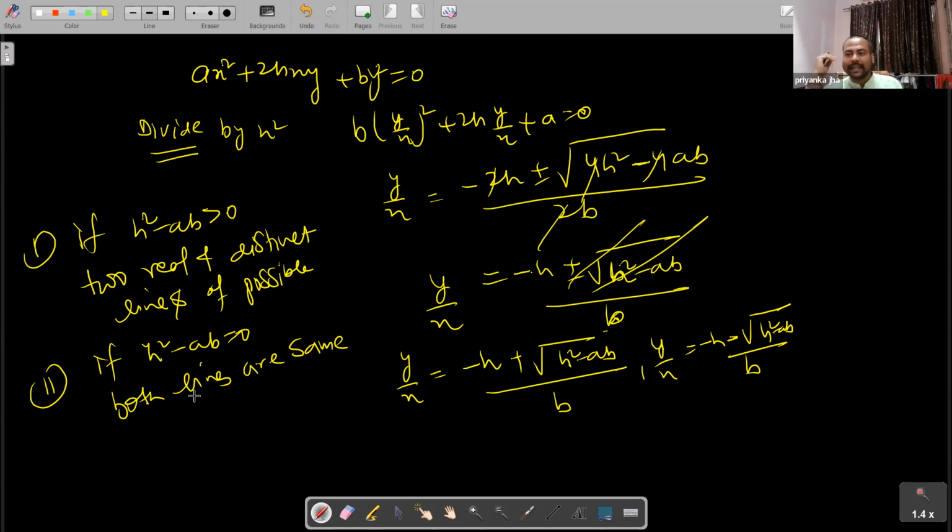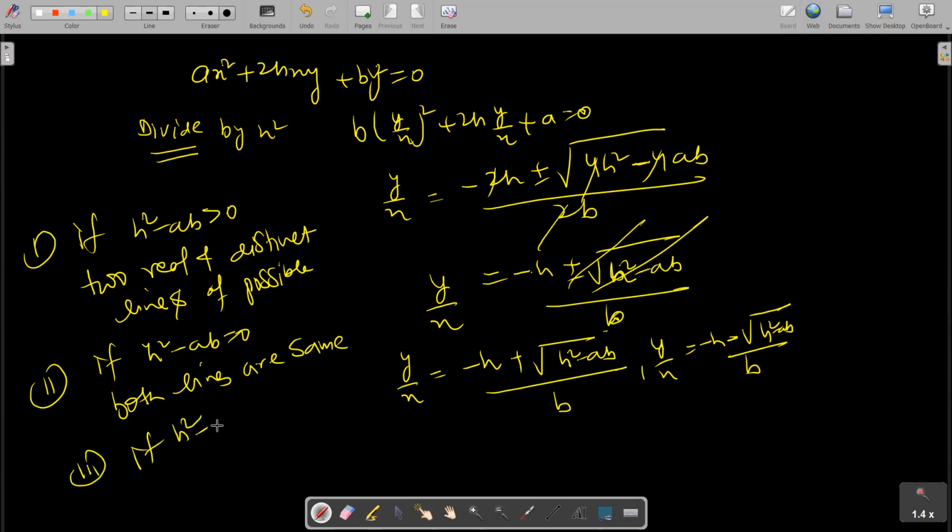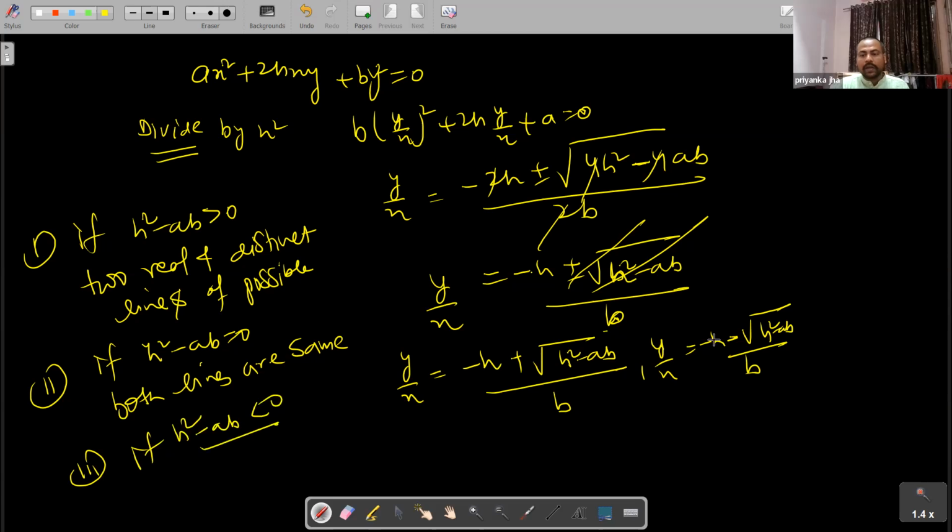That is the case. When delta is 0, it will represent a pair of straight lines. Under that, the pair of straight lines may be real and distinct, may be the same, meaning coinciding, and may be imaginary. If h square minus ab is less than 0, in that case, the square root will not be defined, meaning the lines are imaginary.